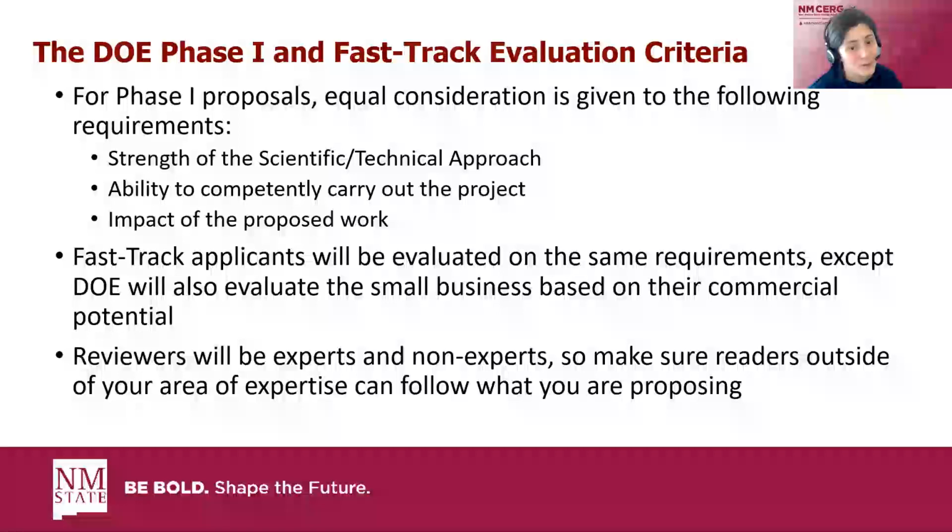Fast track applicants will be evaluated on the same 3 bullet points, but they have a fourth one. And that fourth one will be to evaluate the small business on their commercial potential, so their commercialization plan. So if you go after the fast track opportunity, remember the commercialization portion is a lot more important, and you will be evaluated pretty heavily on that. And then for the reviewers of your proposals, keep in mind that reviewers will be experts and non-experts. They will be folks that have technical background from working in some of the national labs, or they will be folks that have been successful in bringing energy solutions to the marketplace. They could be coming from both sectors.